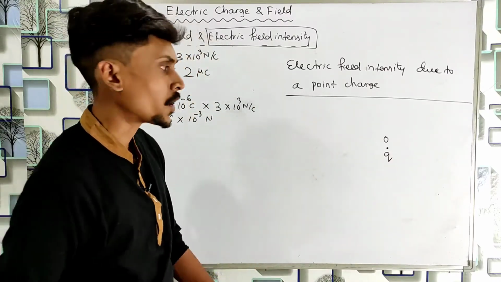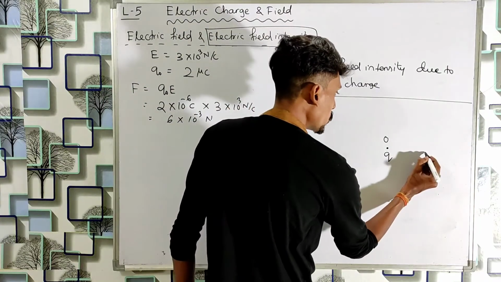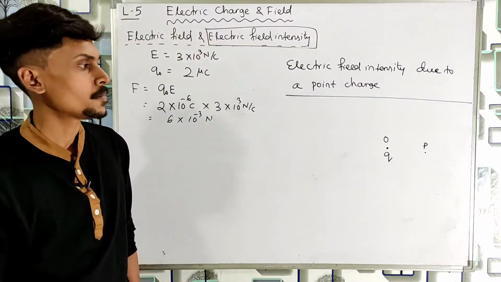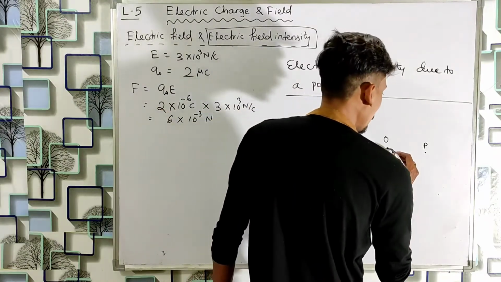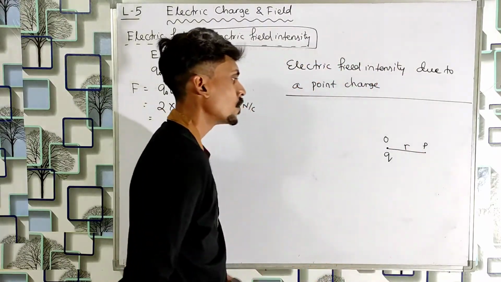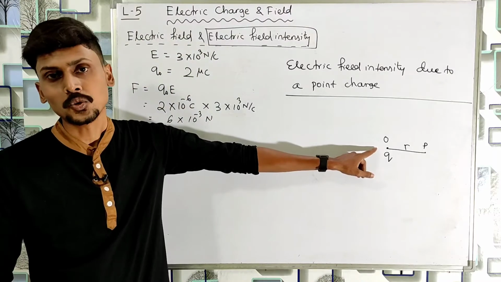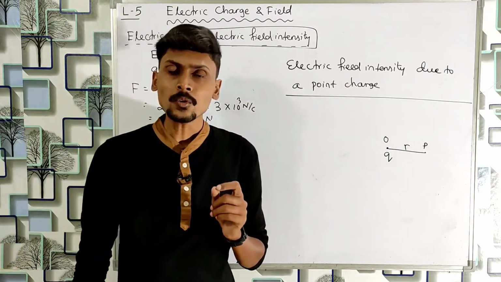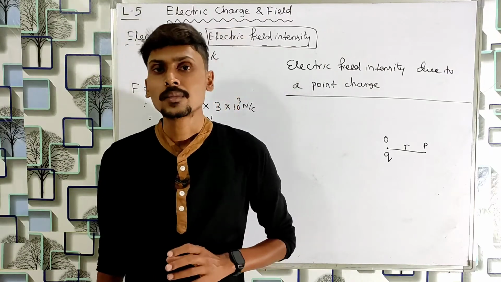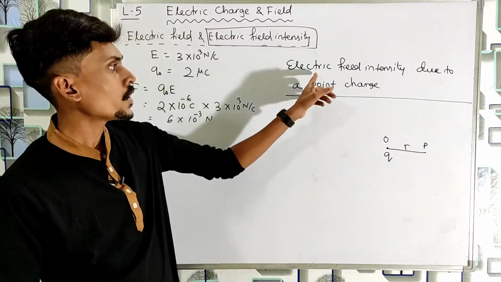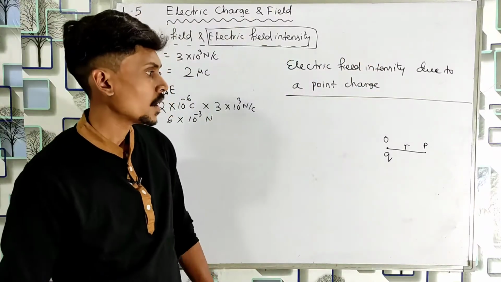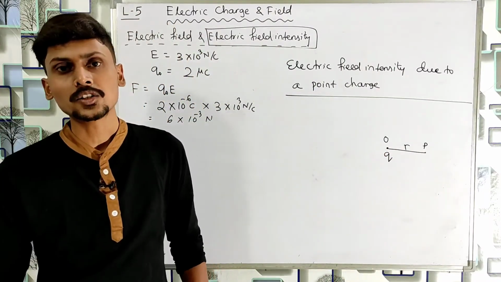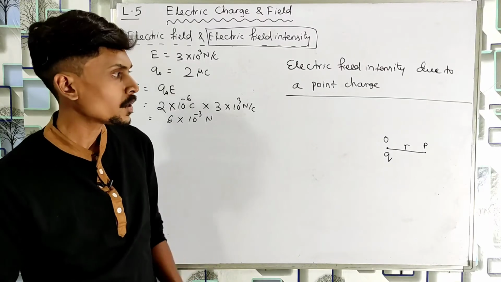And inside the electric field, I will choose a point P which is at a distance r from the charge Q or from the point O. Is that clear? So I have to find a formula to calculate the electric field intensity at a distance r from a point charge Q. Then how to calculate it?